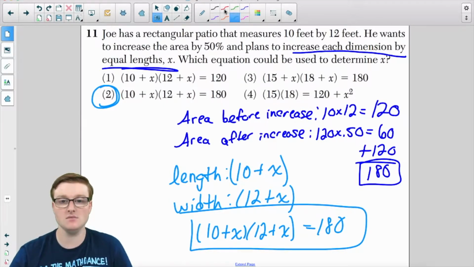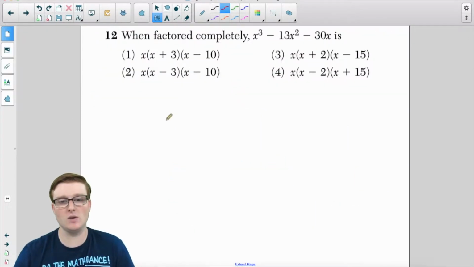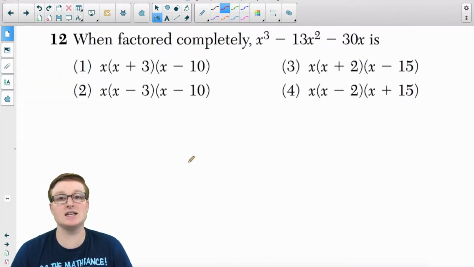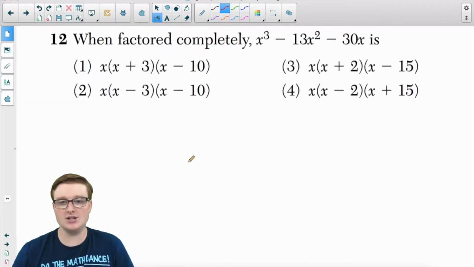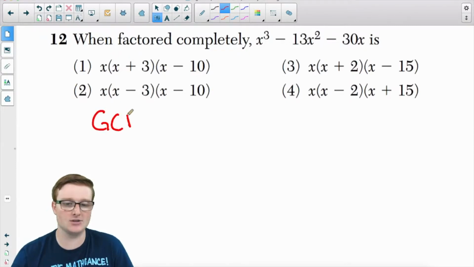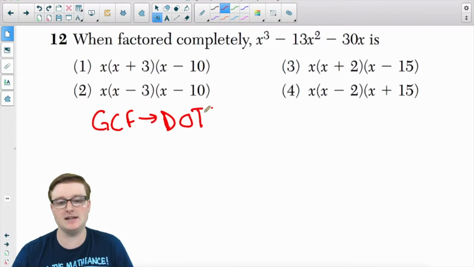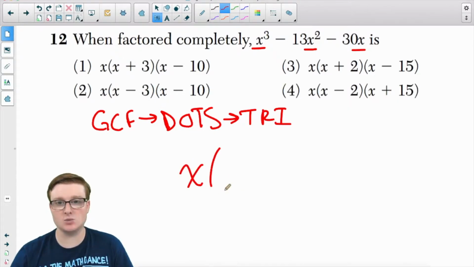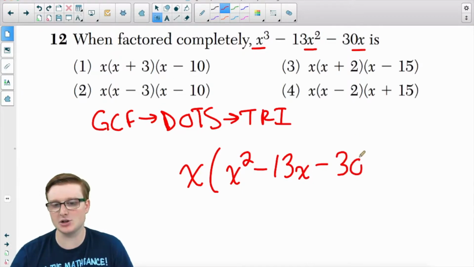All right, final question of the video. When factored completely, x to the third minus 13x squared minus 30x is what? So what you've got to do is ask, what is the order of factoring? Well, it's GCF followed by difference of perfect squares, followed by the trinomial method. So GCF, I could take out an x because all of these terms have an x value. You take out an x, we're left with x squared minus 13x minus 30.